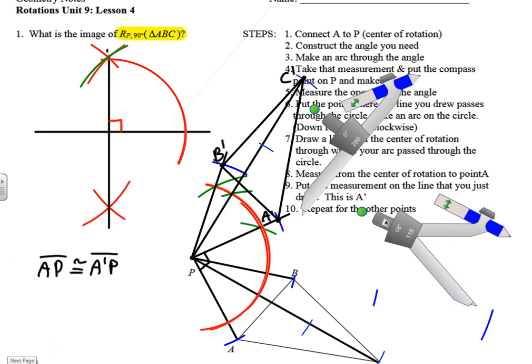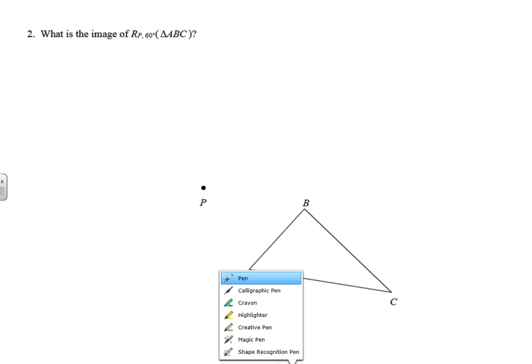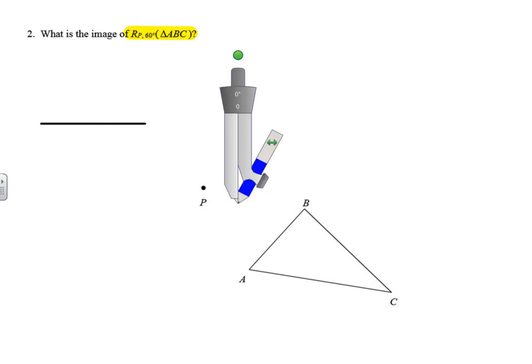Okay, so we got one more to work through here, and this one is, what is the image of a rotation? Let's talk through this again. We have a rotation centered at P of 60 degrees of triangle ABC. Okay, how are we going to get a 60-degree angle? Well, remember equilateral triangles have 60-degree angles. So let's just go ahead and construct an equilateral triangle.